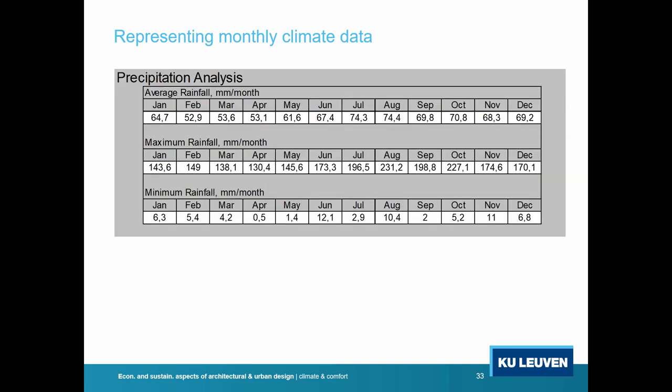Then you have the precipitation. What you need to fill in is the average rainfall in millimeters per month, and then the maximum in millimeters and the minimum in millimeters. That's typically also measured. It's easy to measure, so it's often available.